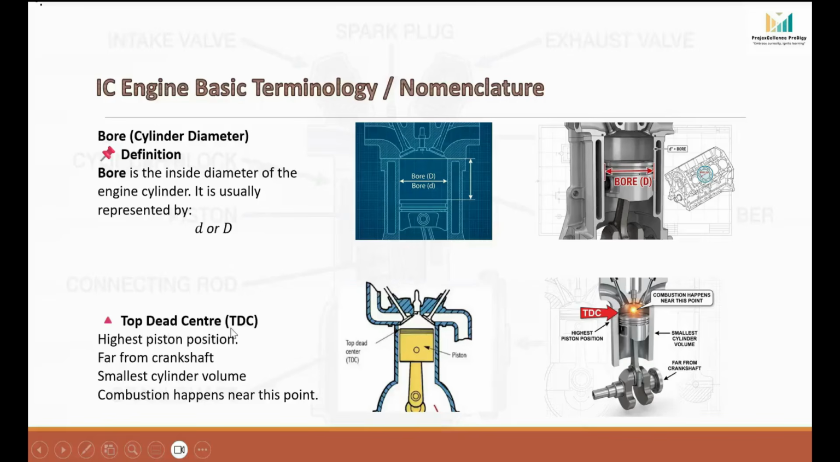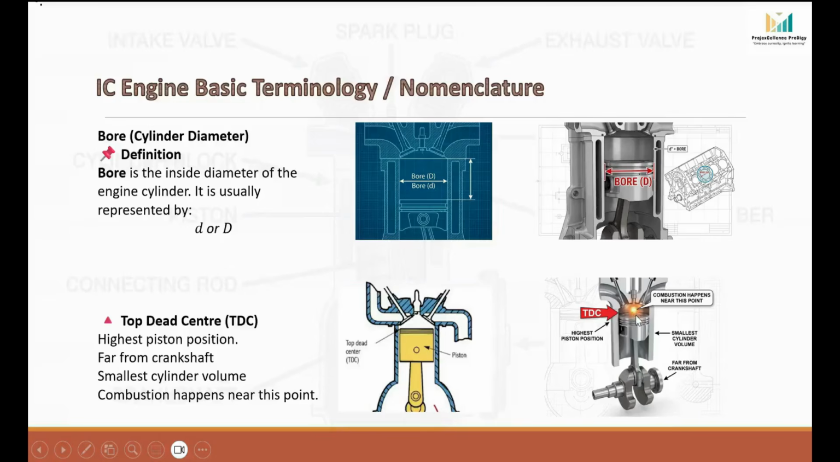Next is TDC, top dead center. This is the highest position reached by the piston inside the cylinder. At this point, the piston is very close to the cylinder head. It cannot move any further upward, and it is just about to change direction and move downward. At this position, piston is far from the crankshaft. The crankshaft and connecting rod are almost in a straight line. At TDC, the cylinder has the smallest volume. This small remaining space above the piston is called clearance volume.